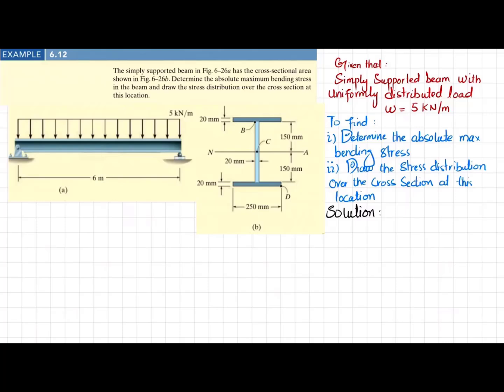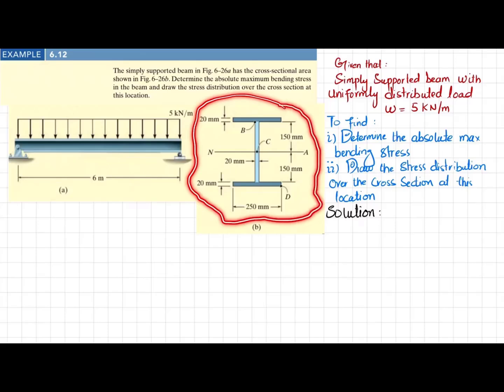Welcome back. Example 6.12. The statement is: the simply supported beam in the figure has the cross-sectional area shown. Determine the absolute maximum bending stress in the beam and draw the stress distribution over the cross-section at this location. You can see this is a simply supported beam with a uniformly distributed load of 5 kN per meter. The cross-section of the beam is shown over here. You can see all the dimensions.